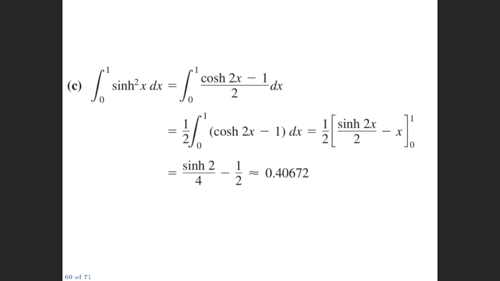The integral from 0 to 1 of sine squared x dx. Using the identity, this is the same as the integral from 0 to 1 of (cos 2x minus 1) over 2 dx. We know how to integrate cos. We know how to integrate 1. We just get sine 2x divided by 2 minus x.